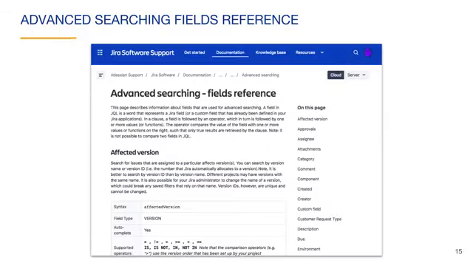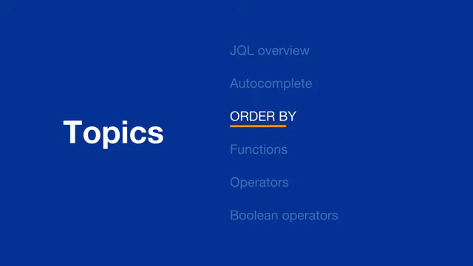In the previous example, we knew that we were searching for the project field. If you are unsure of which field to search for, or to get more information related to the field, such as supported operators and functions, search the web for the Advanced Searching Fields Reference documentation from Atlassian. Next, we will discuss order by.